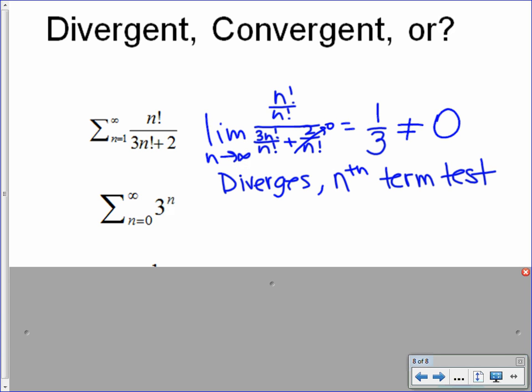Okay, there are two different ways you could answer this question. Graham, what's one of them? Okay, the limit as n approaches infinity of 3 to the n is not 0, so it diverges by the nth term test. Alex, what's the other way?